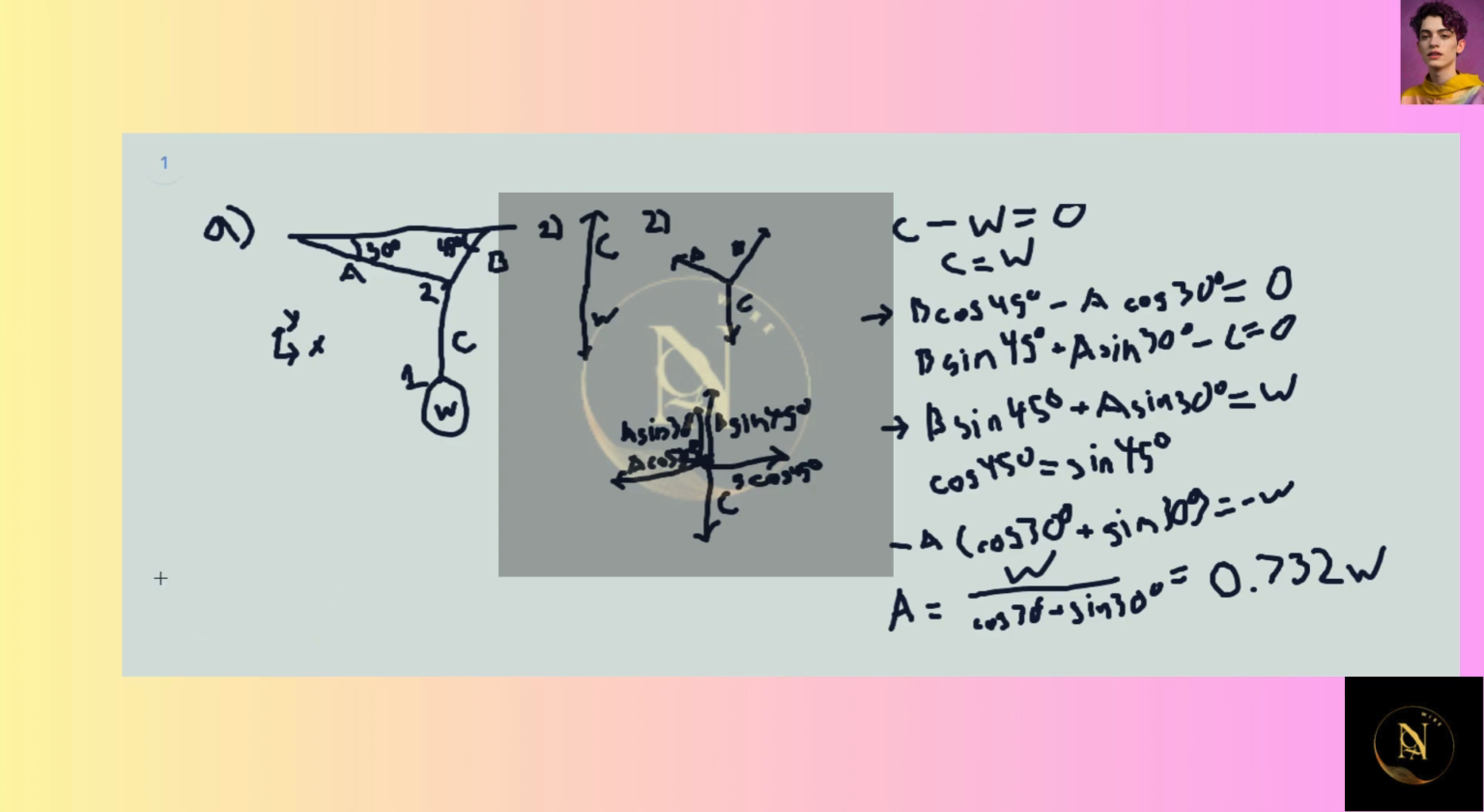Now let's move over here to solve for B. From this equation, we can get B in terms of A. So it will just be A times the cosine of 30 degrees over the cosine of 45 degrees.